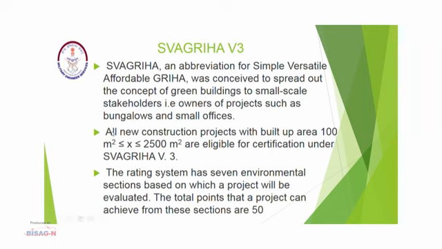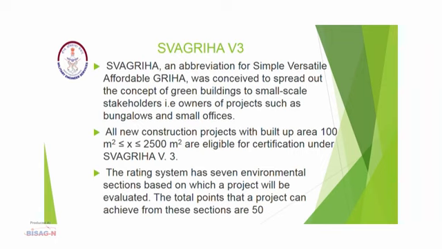All constructions having a built up area ranging from 100 square meters to 2500 square meters are eligible for certification under Swagriha version 3. Now what is version 3? There are technological developments which are being introduced in terms of different versions. Now we are currently following Swagriha version 3. Previously we had 2 versions which are now outdated, and we are currently following version 3.